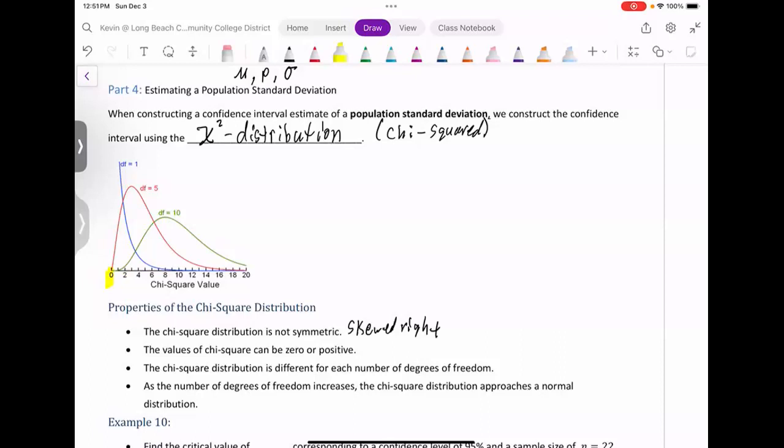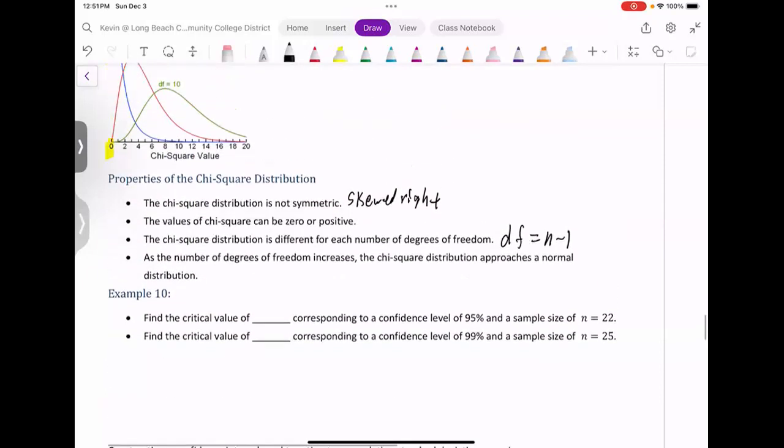The chi-squared distribution is different depending on the degrees of freedom, and the degrees of freedom for a chi-squared distribution is n-1. As the number of degrees of freedom increases, the chi-squared distribution approaches a normal distribution. So it starts looking like a normal bell curve if we get n high enough.